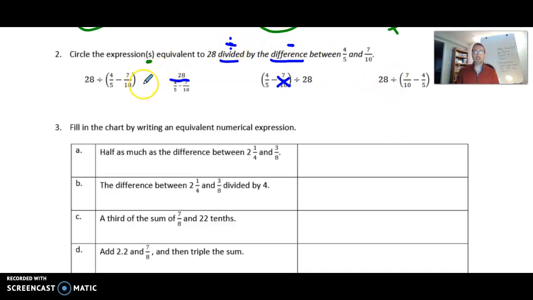28 divided. Perfect. Let's keep going. Now we need to find a subtraction of 4/5 and 7/10. Well, this one works. Yes, there's 4/5 minus 7/10. 4/5 minus 7/10. Oh, tricky. They switched it. In subtraction, order matters. Can't be that one.